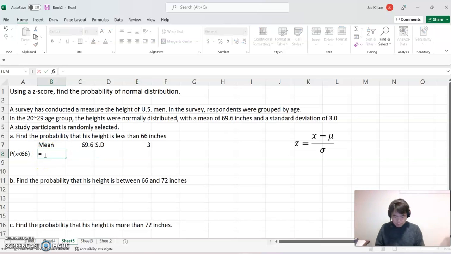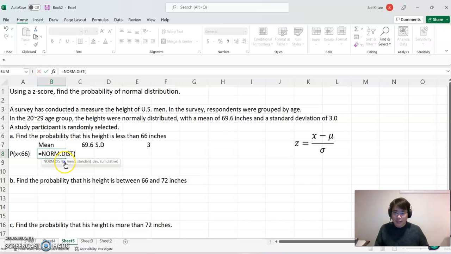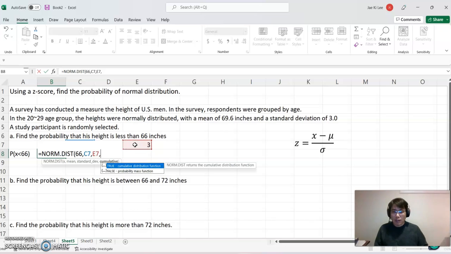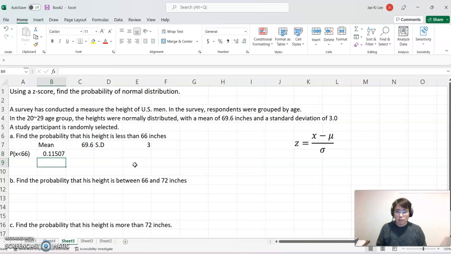Equal to norm distribution. First, the x value is 66, so 66 comma, now the mean value, 69.6, so click that, and then the standard deviation, and then comma. Now we want the cumulative data, so select true. Then close and enter.